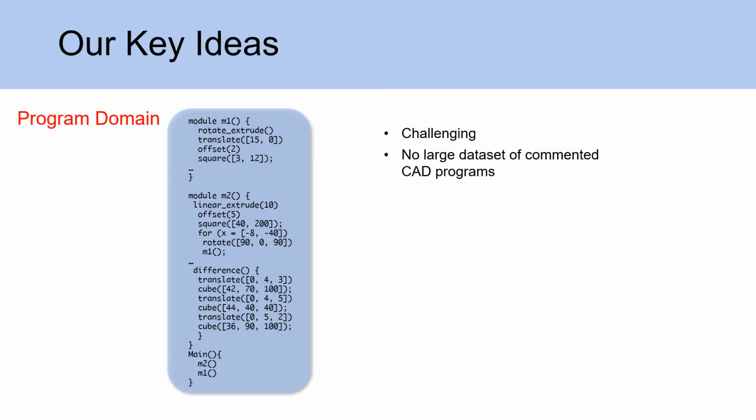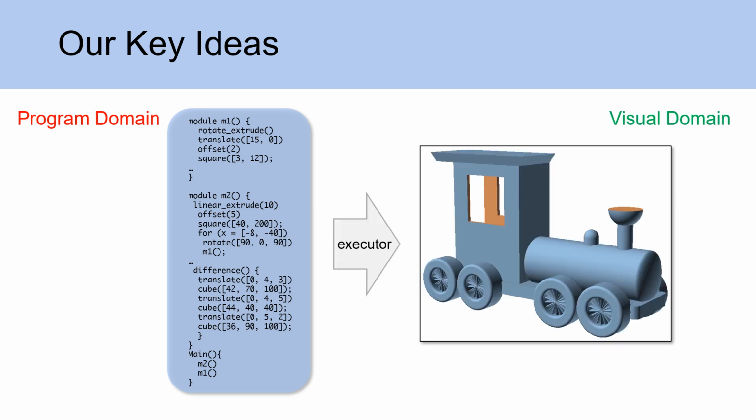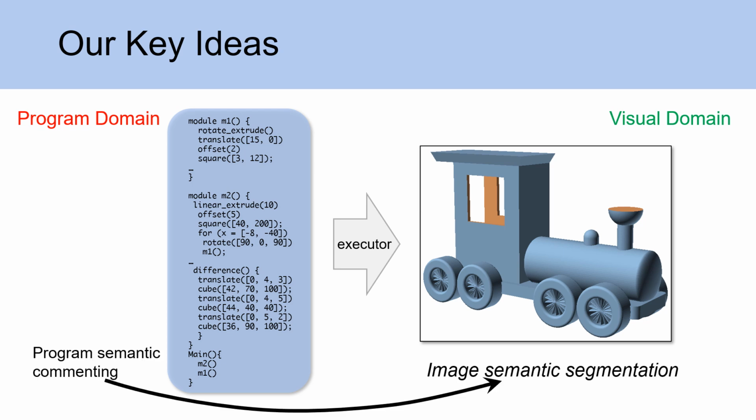Intuitively, we may think of solving this problem solely in the program domain. However, it's challenging, and there is no large dataset of commented CAD programs that could be used to train language-specific models. Fortunately, with the help of the executor, we can access the corresponding visual domain, where the semantic analysis is much easier and tractable. We thus cast the problem of program semantic commenting into a problem of image semantic segmentation.